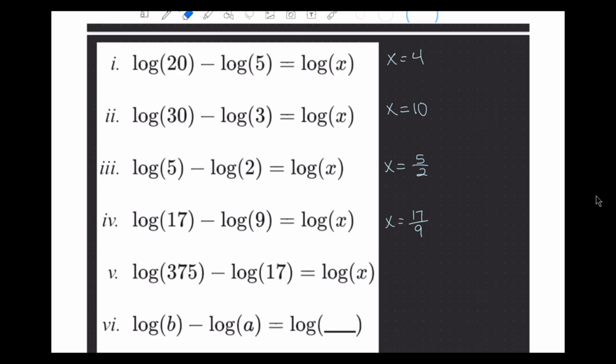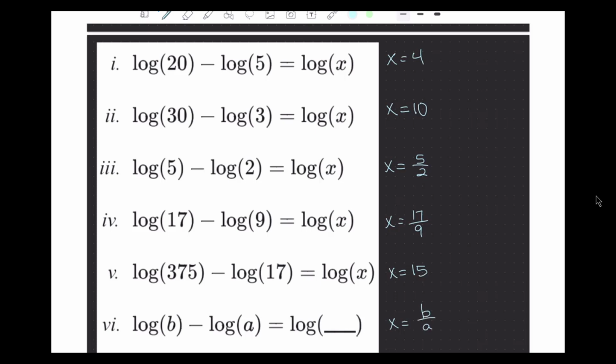15. It might be 15. I don't know. Just guessing. You're guessing, don't guess, right? And what about for the last one? B divided by a. B divided by A.